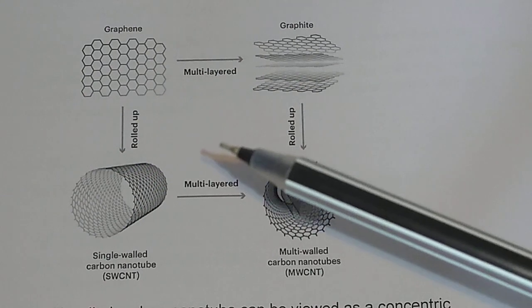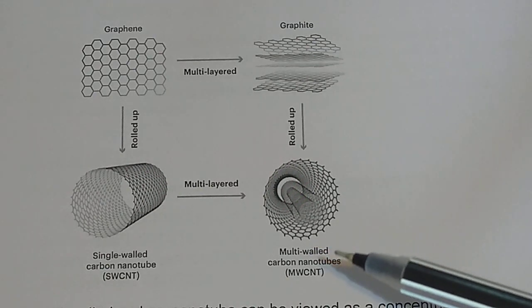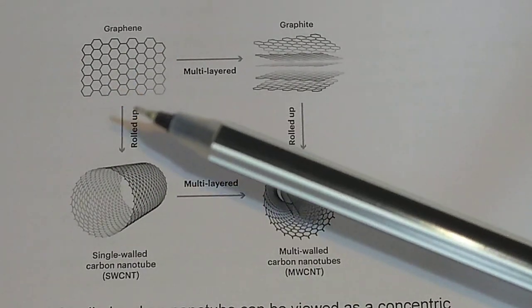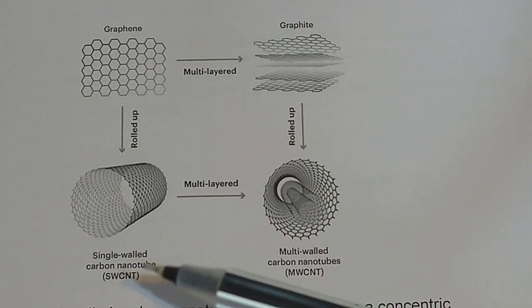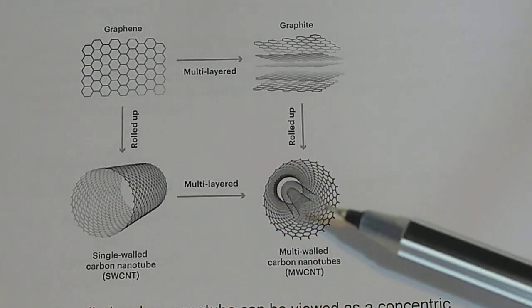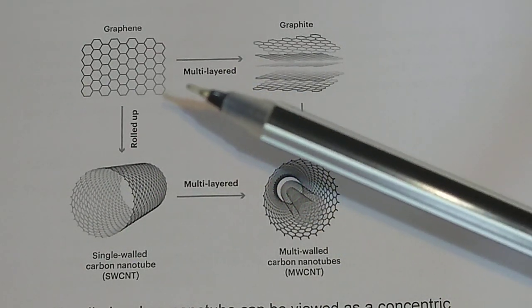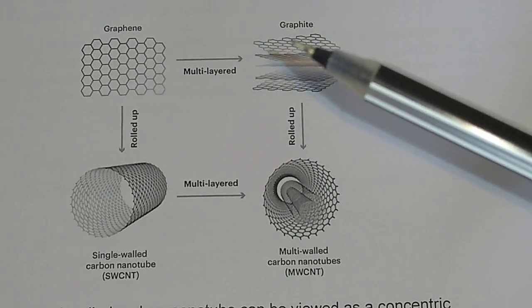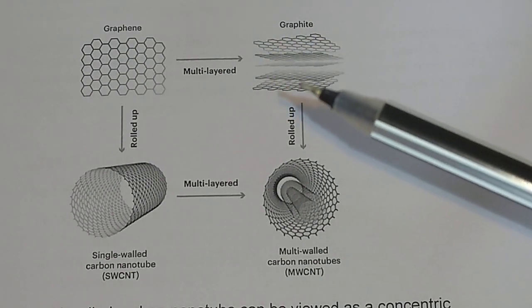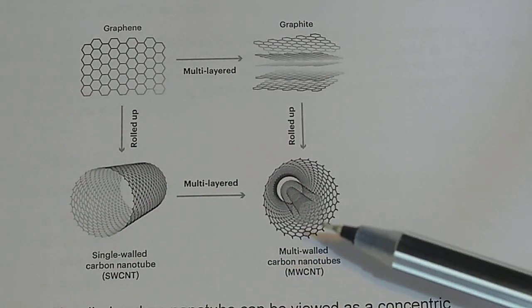This is the basic structure of how you can prepare single wall carbon nanotube and multi-wall carbon nanotube. You first prepare graphene, and when graphene is rolled up, it forms single wall carbon nanotube, and from this you can prepare multi-wall carbon nanotube. How can you prepare multi-wall carbon nanotube? If you have a large number of graphene layers, layer by layer, this is called the graphite structure, and if this graphite structure is rolled up, then you can prepare multi-wall carbon nanotube.